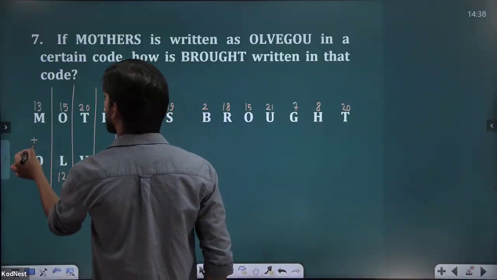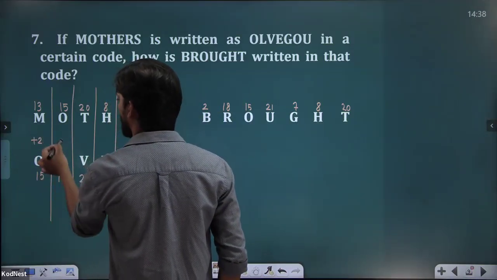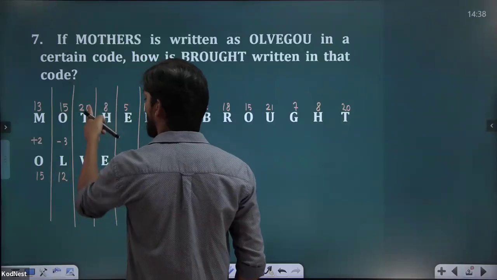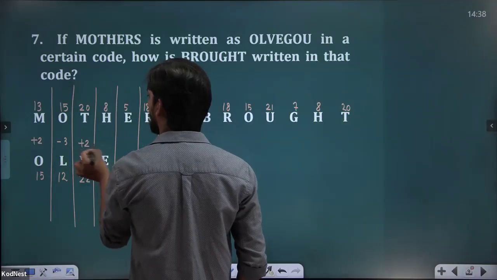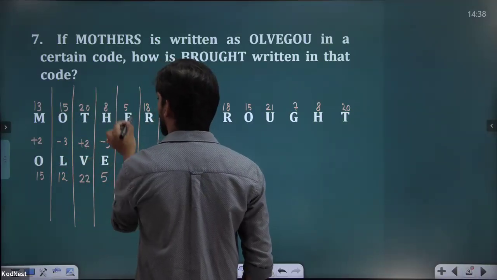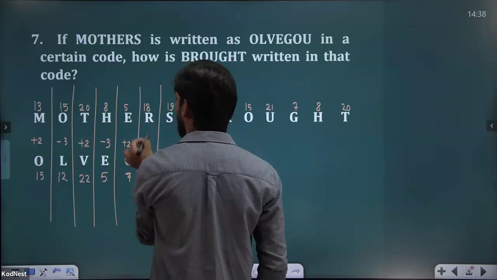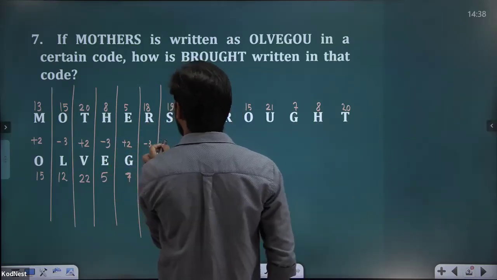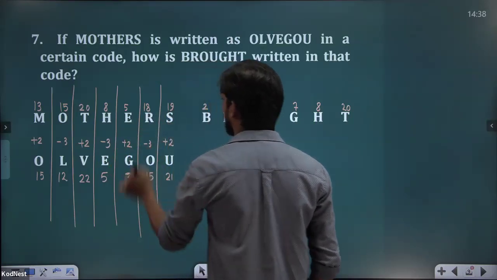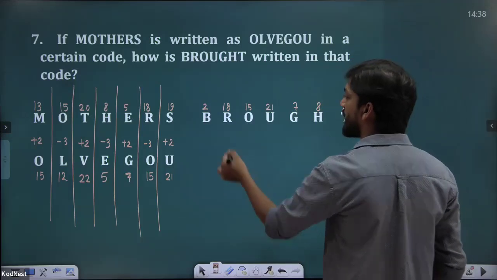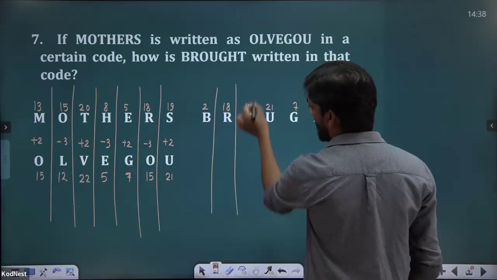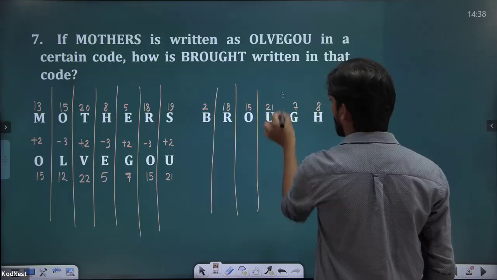Okay, so 13 plus 2 will give you 15. 15 minus 3 will give you 12. 20 plus 2, then 8 minus 3. 5 plus 2, then 18 minus 3, then 19 plus 2. The same we have to apply here also. But please remember, we have to start with plus 2.